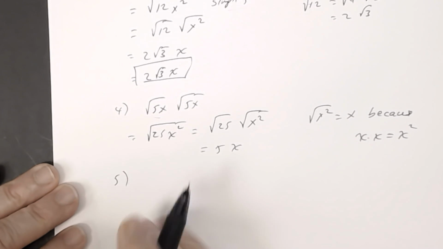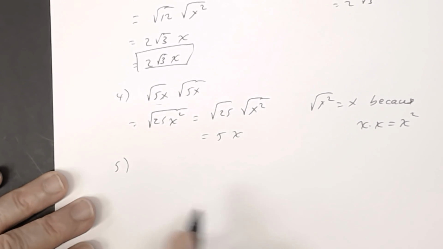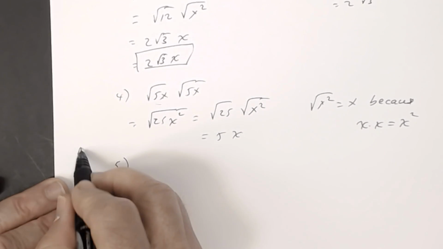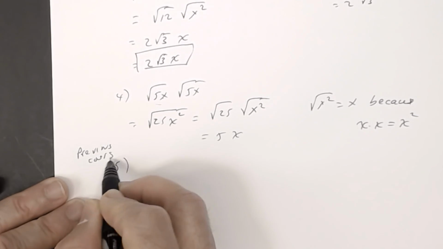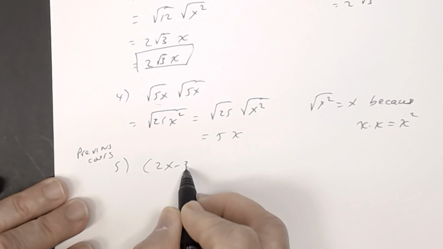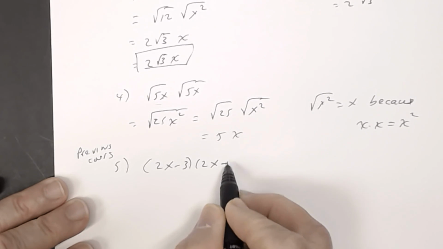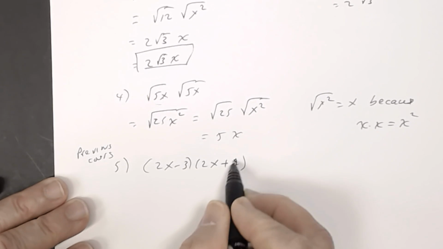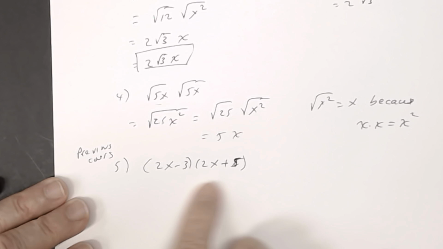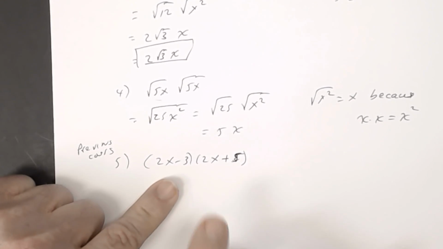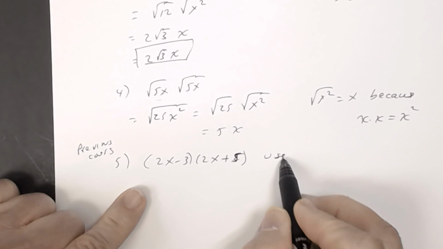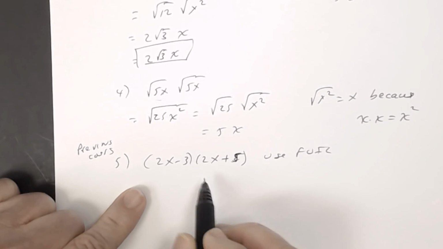Now here's what I need to talk to you about. Also remember from a previous course, when you had 2x minus 3 times 2x plus 5, how did you multiply those two binomials? You use the FOIL method, right? So let's use the FOIL method. You can use FOIL to multiply two binomials.